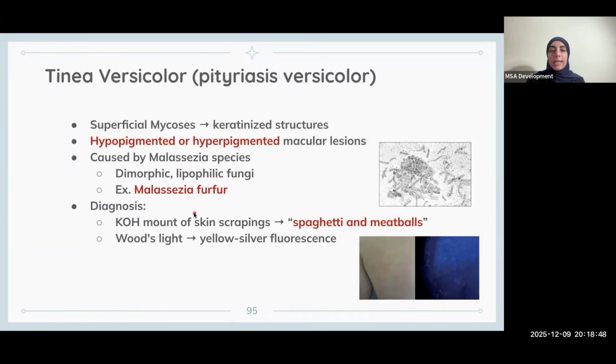Okay? It's a dimorphic lipophilic fungi. Lipophilic, it loves fat. So on the keratin, you have sebum, you have oils, and so it loves to grow there. And how to diagnose it is, for a lot of the fungal infections that we're going to see, you get skin scrapings, and then you scrape off the lesion on the skin, and then you put it in potassium hydroxide mounts.